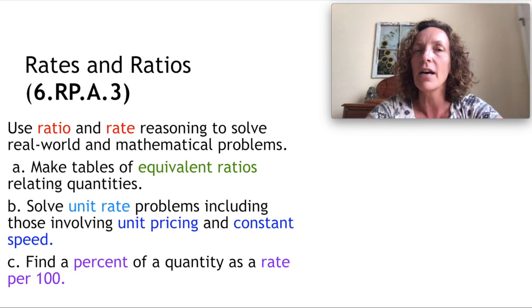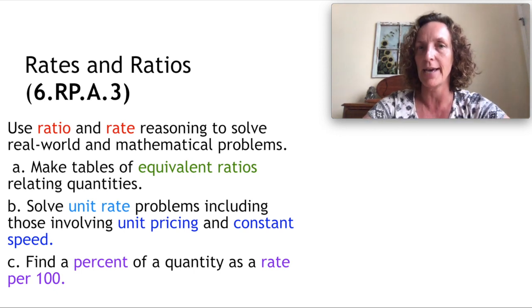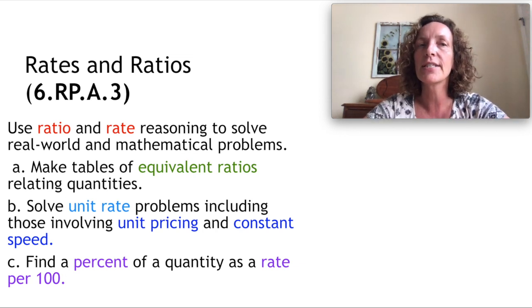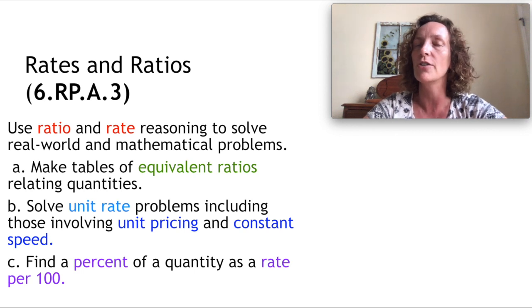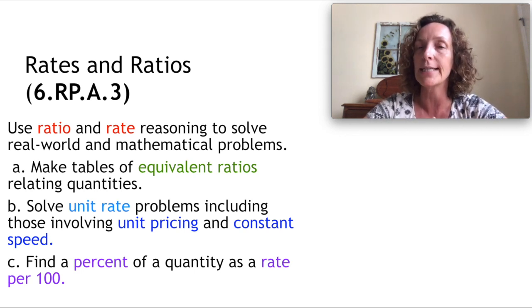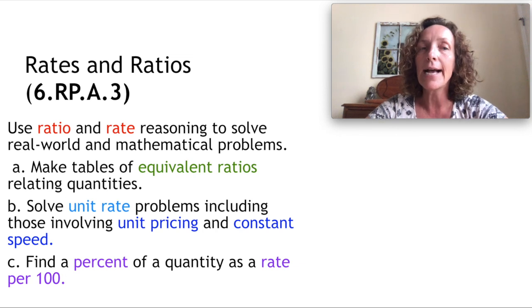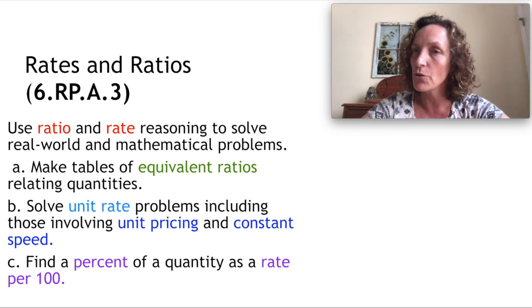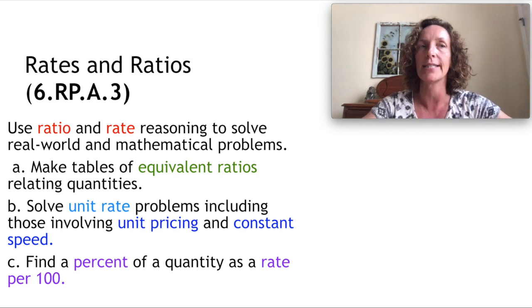The standard that covers everything we're going to be looking at is as follows. We are going to use ratio and rate reasoning to solve real-world and mathematical problems. So this will be broken down into 3 different pieces. The first is that we are going to make tables of equivalent ratios relating quantities. We will also solve some unit rate problems that include those involving unit pricing and constant speed. Lastly, we'll be finding percents of quantities as a rate per 100. Those are the standards that are covered under this section today.